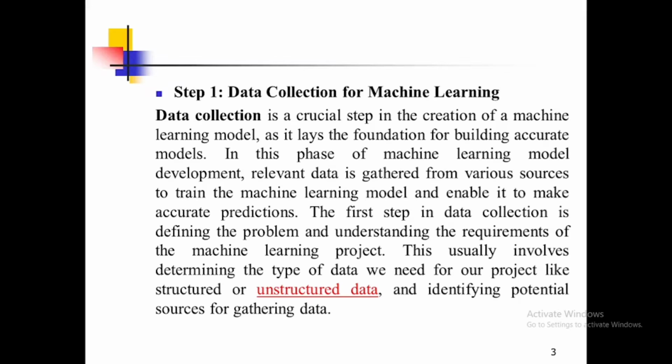At first, we are going to see about the data collection for machine learning. The data collection is a crucial step in the creation of a machine learning model because it lays the foundation for building accurate models. So in this phase of machine learning model development, relevant data is generated from various sources to train the machine learning model and enable it to make accurate predictions.